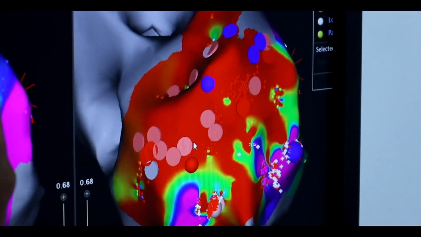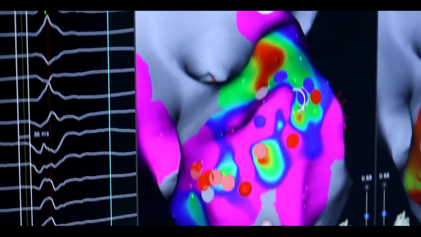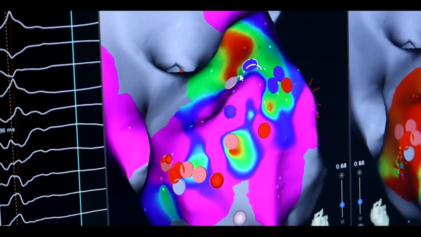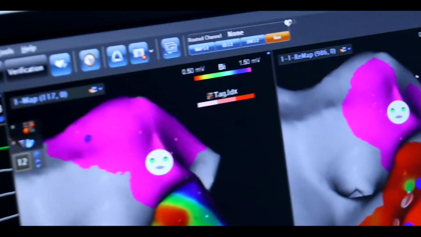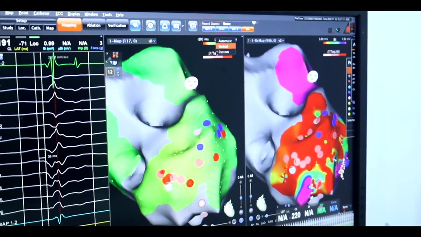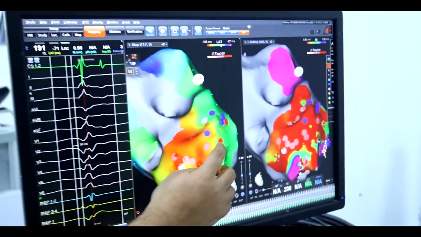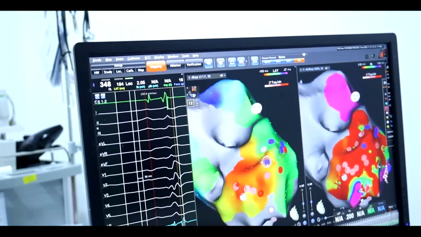Can you show us some of the blue points to see what they look like? This blue point, where is it? Right click, automatic. Click the blue point. Click the blue one.